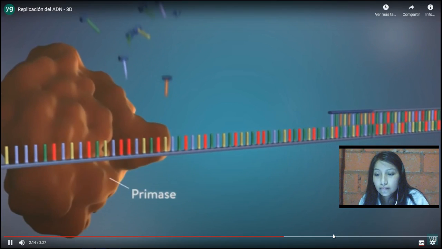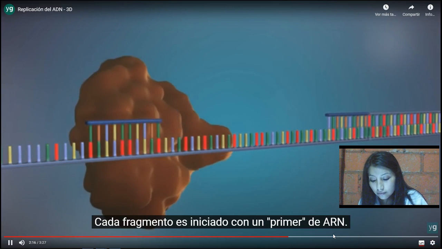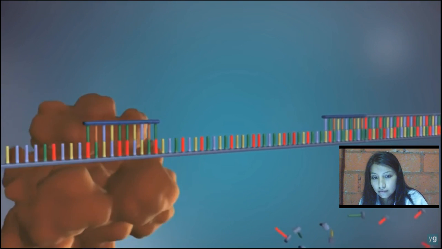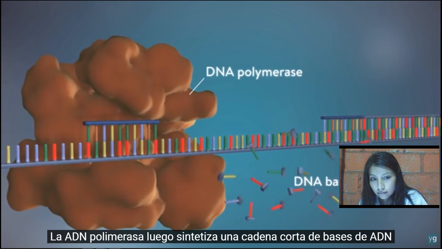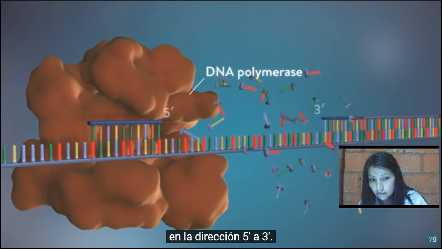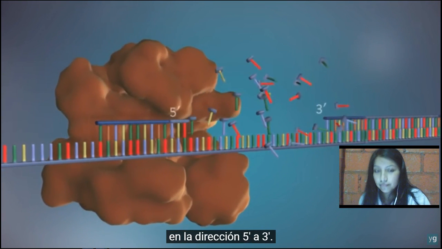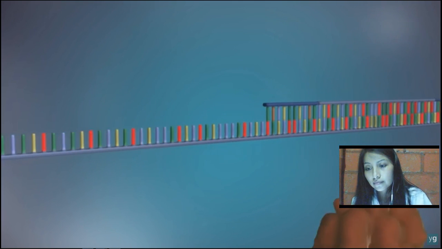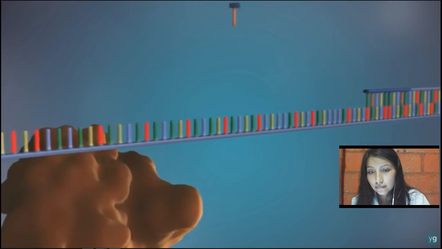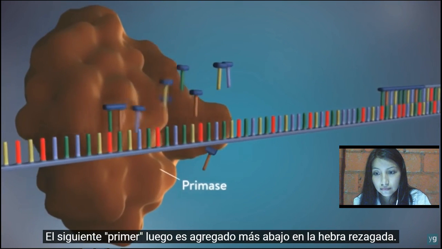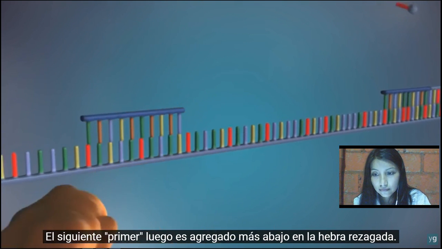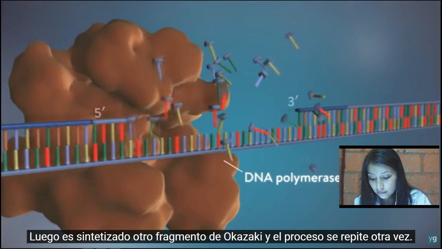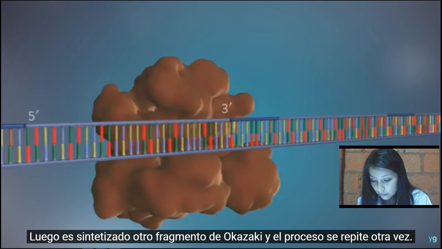Each fragment is started with an RNA primer. DNA polymerase then adds a short row of DNA bases in the 5' to 3' direction. The next primer is then added further down the lagging strand. Another Okazaki fragment is then made, and the process is repeated again.